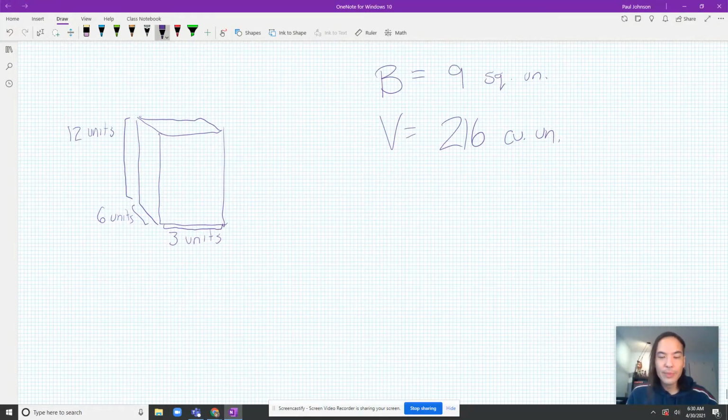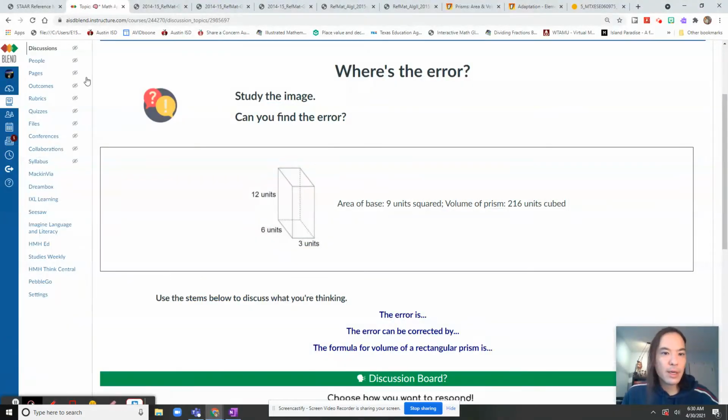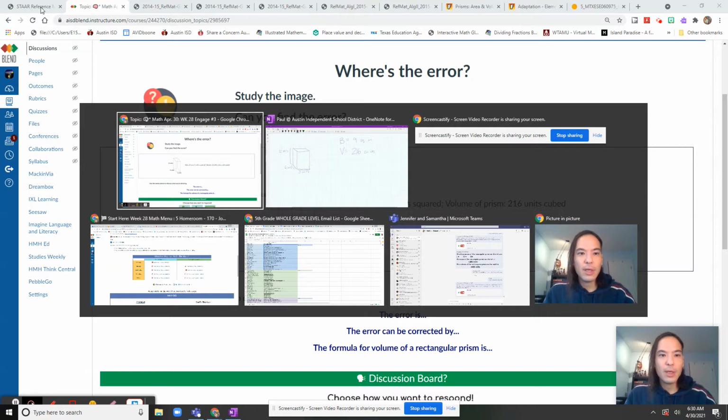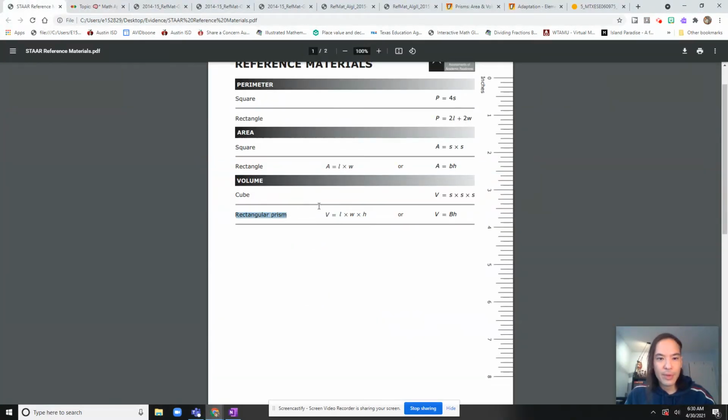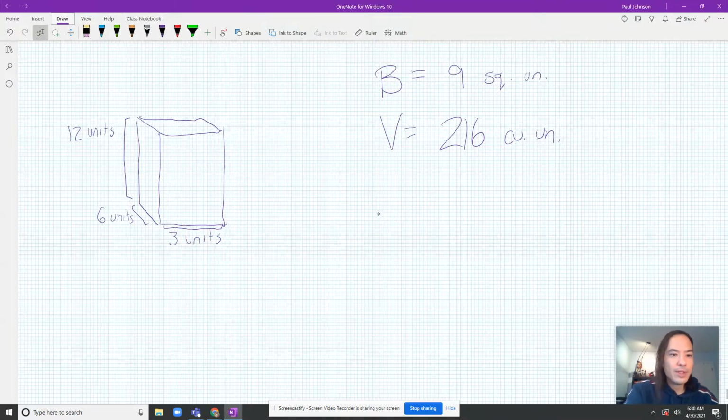Let's take a look at our dimensions. We have a 6 by 3 as our base, and then we have 12 as our height. Let's use our handy dandy reference guide. We are looking at a rectangular prism, trying to figure out the volume. So our best bet is the formula volume equals length times width times height. Since we have our length, width, and height, we should be able to do that no problem. Our length is 6 units, our width is 3 units, and our height is 12 units.